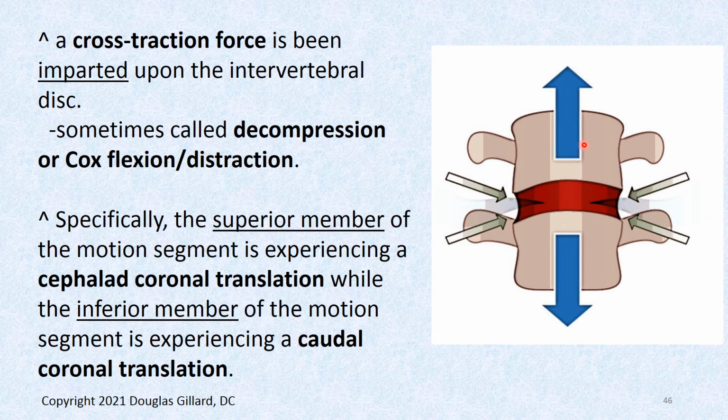So here's an example. When you do Cox flexion distraction treatment, you strap the patient's legs down, and the back of the table drops down and pulls the vertebrae this way along the y-axis. So that's a caudal translation. But with your hand, you push the opposite way, so you get a kind of cross-tractional force here. Technically, this bone is going through cephalad coronal translation, and this bone is going through caudal coronal translation. So cross-traction invokes both of those forces, cephalad and caudal coronal translation.